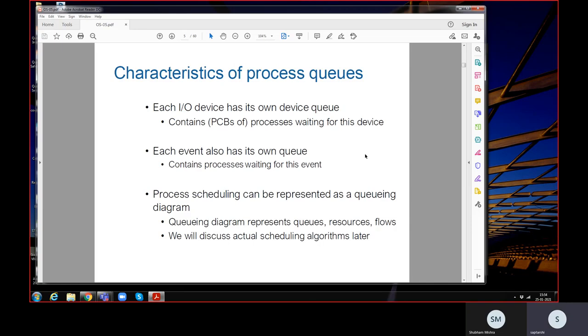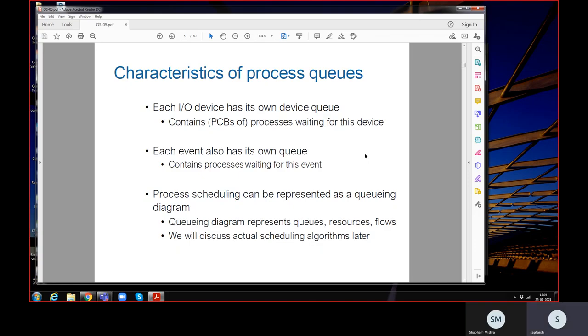So essentially, what are these queues? Now, there are many queues in an operating system. For example, each IO device has its own device queue. And this queue contains PCBs of those processes which are waiting for some operation on this device. Okay, so this is a device specific queue. Similarly, each event also has its own queue, which contains PCBs of those processes which are waiting for this event. What can be such events? We will discuss today.